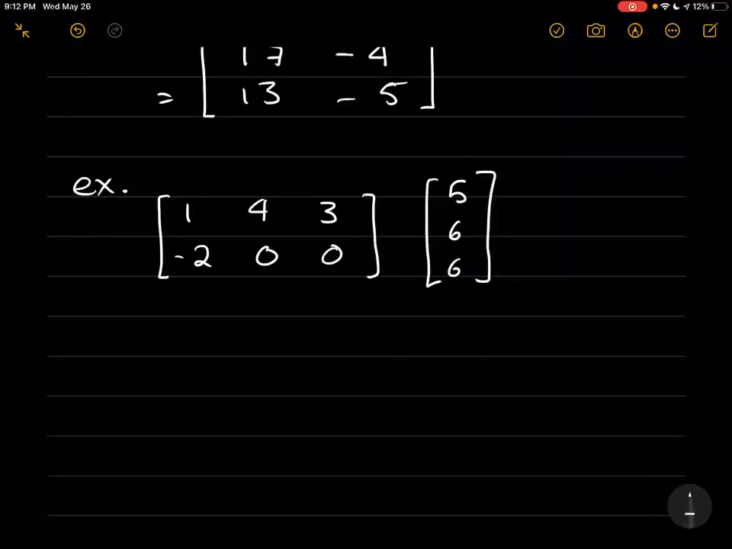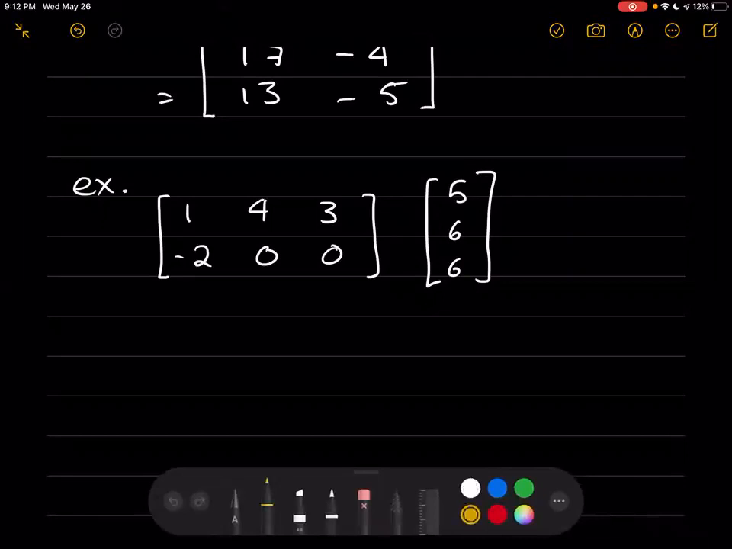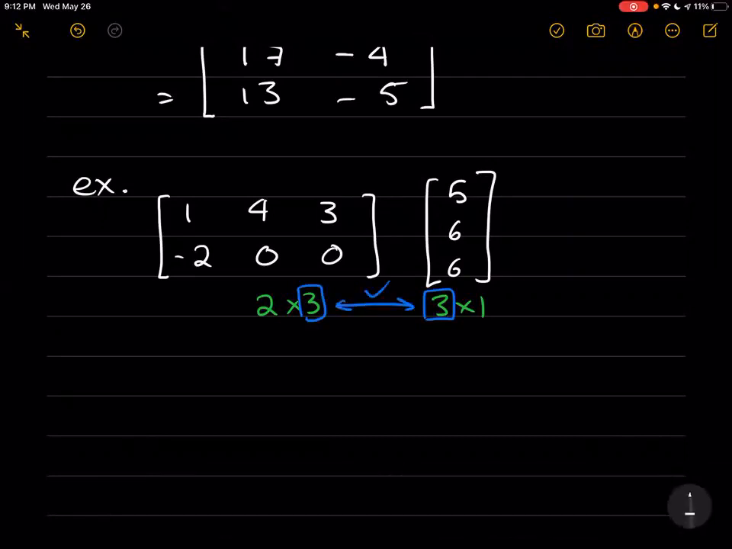Okay, first we need to ask ourselves, does this operation make sense? So here we have 2 rows, 3 columns. So this is a 2 by 3 matrix. This is 3 rows, 1 column. So this is a 3 by 1. And if you notice, we have a 3 here and a 3 here. Those match up. That looks good. We can do this. All right, so let's go ahead and do this matrix multiplication.